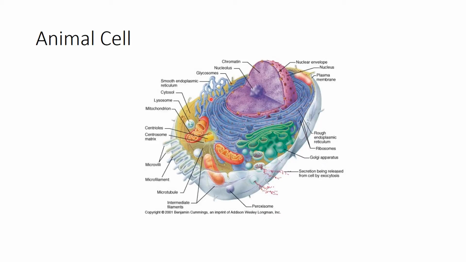My smooth ER here, some glycosomes, the Golgi apparatus, which is doing endo and exocytosis, getting things in and out of the cell, peroxisomes for cleaning up, all these tubules and filaments that are giving me structure across the cell to move. There's a lot of things going on here in the animal cell.